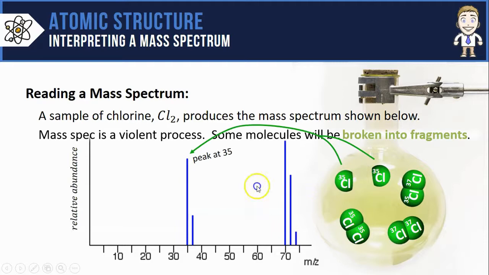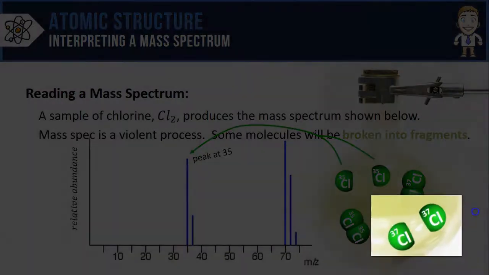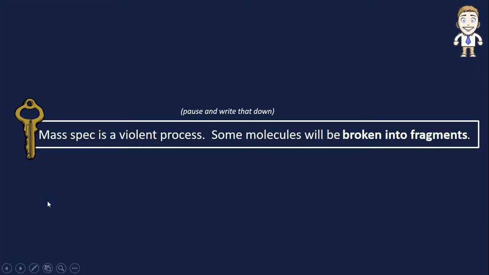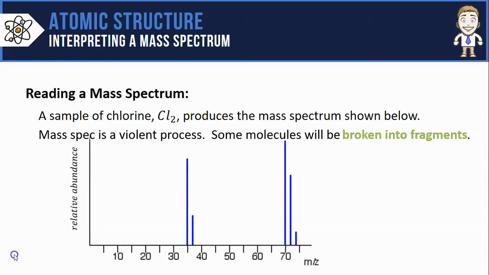That explains the peak we see here at 35. This also means that some of my separated chlorine atoms will also be the isotope with a mass of 37, explaining the smaller peak at 37. The idea that molecules can be broken into fragments during mass spectrometry is one of the key ideas for this video. Make sure to pause, write that down.